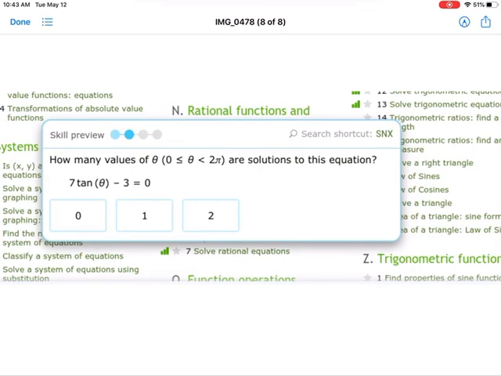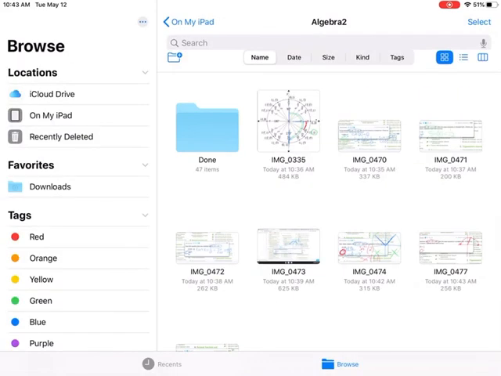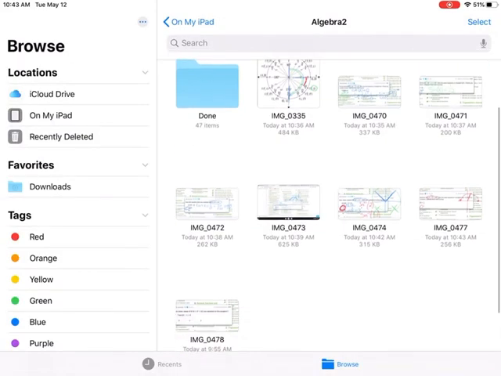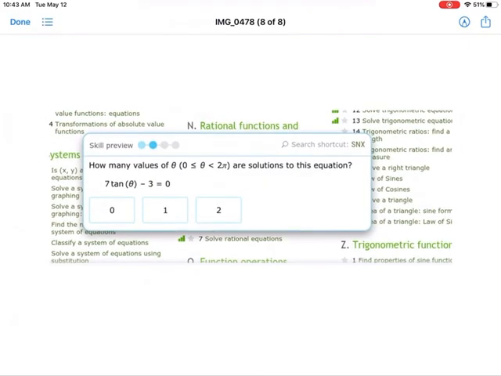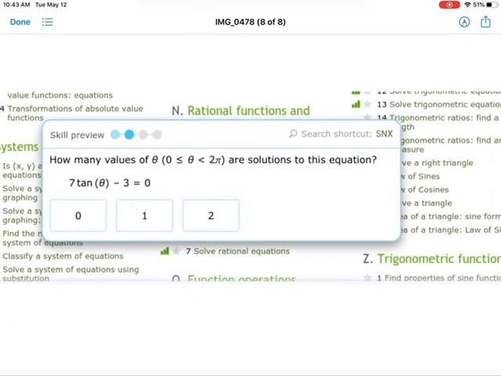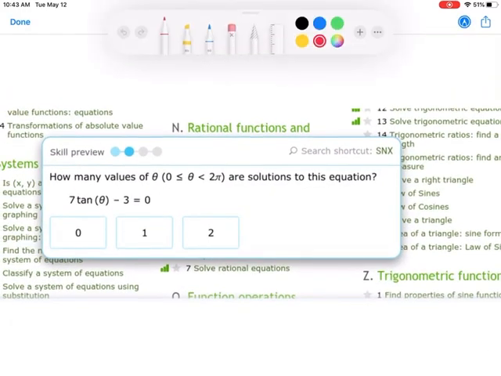Next, how many values are solutions to this equation? Tangent. Okay, so the tangent can have, I think, many solutions here. So I'm going to add the 3, then divide by 7. I'm going to do it in 2 steps. So tangent of x is equal to, adding the 3 and dividing by 7, 3/7.